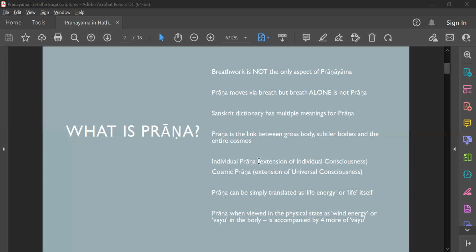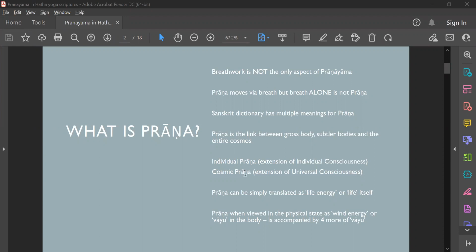When we see the scriptures, there are two types of prana that are described. And when I say scriptures, it's a wide range of scriptures, which includes Vedas, Upanishads, Yoga Sutras, Hatha Yoga Pradipika. There are a lot more scriptures, including the Bhagavad Gita too. So there are two types of prana that are described. One is the individual prana, which is viewed as the extension of the individual consciousness itself. Individual consciousness is our Atma.